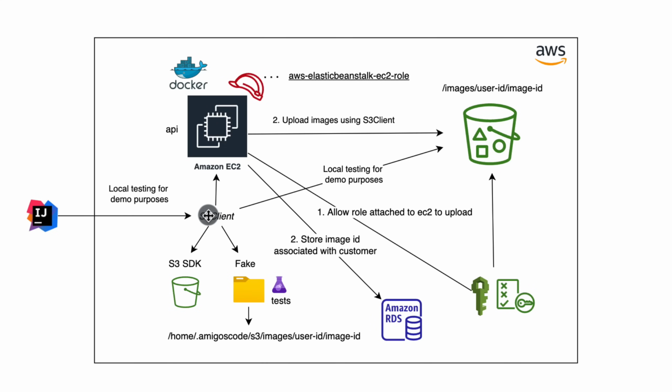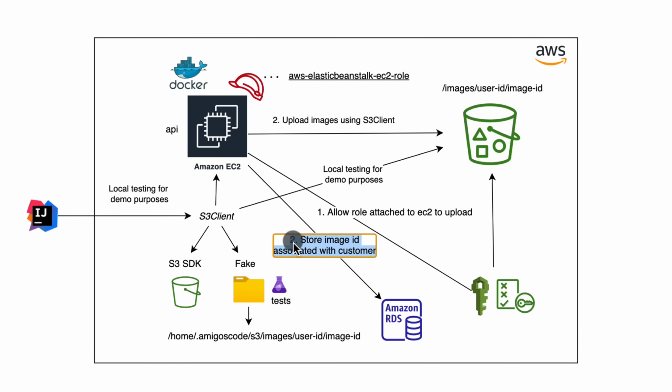What I want you to do in this exercise is to have two implementations. One which connects to the real S3 bucket, and the other one that acts as an S3 backed by a folder under a path within your file system. In my case, I'm going to put it under home, a folder called .amigoscode, and then S3, then images, then user ID, and then the image ID. So this will be the idea.